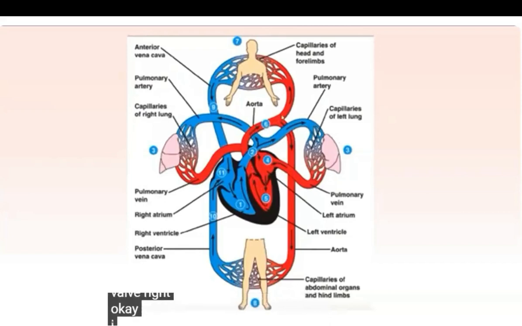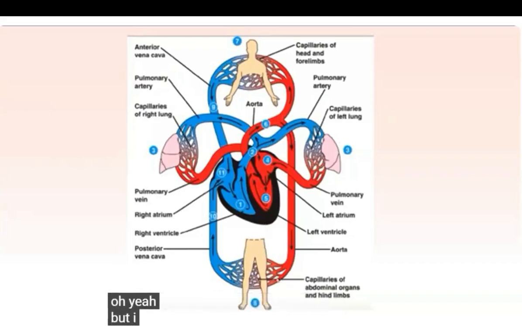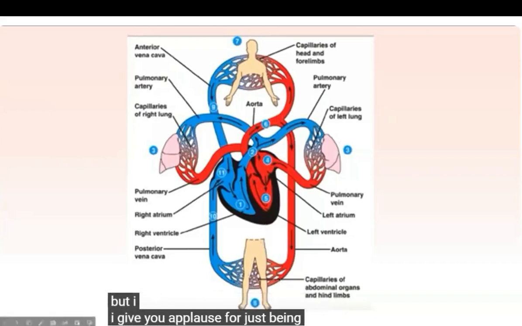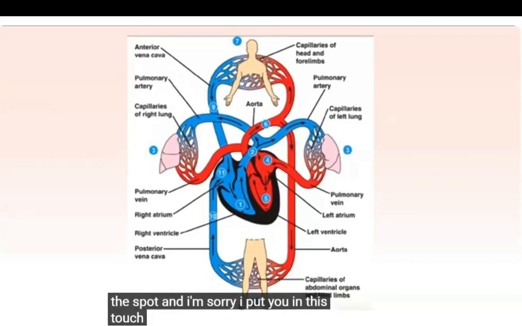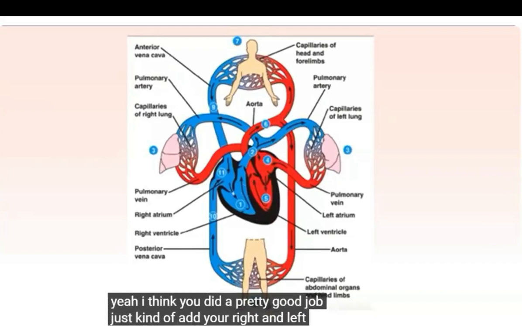Okay, close. And I probably mixed up the terms. You had your right and left mixed up. Yeah, oh, yeah. But I give you applause for just being on the spot, and I'm sorry I put you on the spot. That's fine. Yep, I think you did a pretty good job, but just had your right and left mixed up.